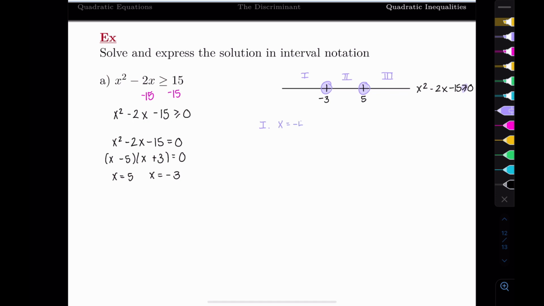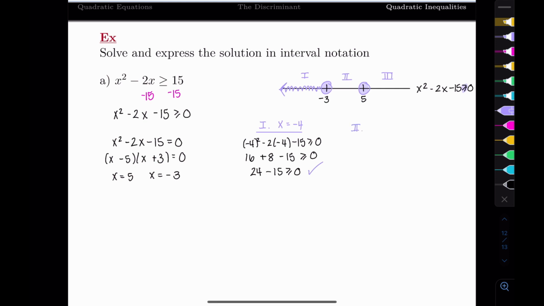So from our first interval, let's pick negative 4. If we plug that into the inequality, that would be negative 4 squared minus 2 times negative 4 minus 15 needs to be greater than or equal to 0. This is 16 plus 8 minus 15 is greater than or equal to 0. And then 16 plus 8 is 24 minus 15. This is definitely greater than or equal to 0. So this first interval is going to work for us.